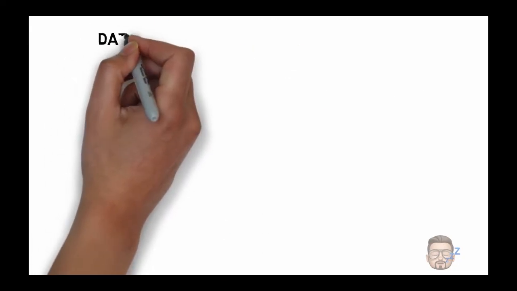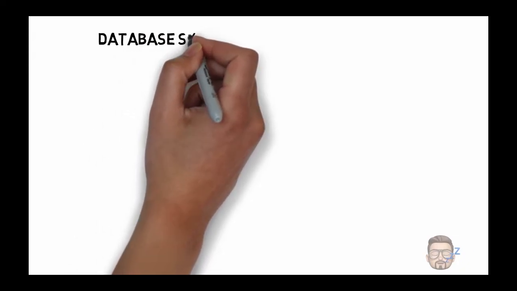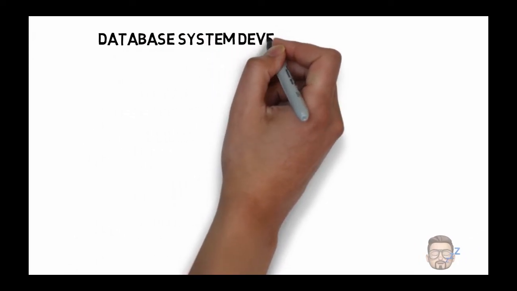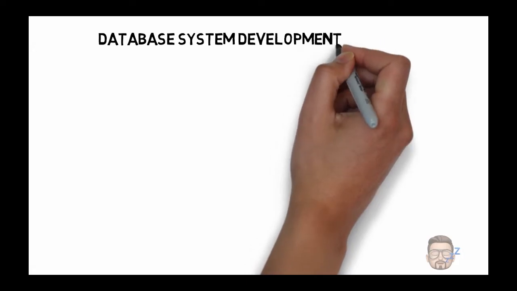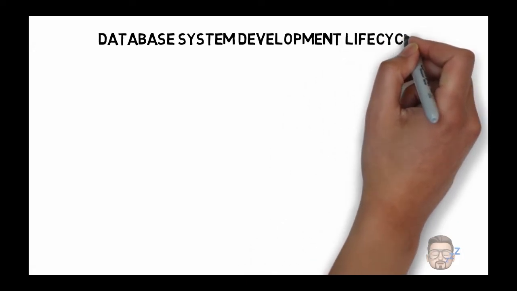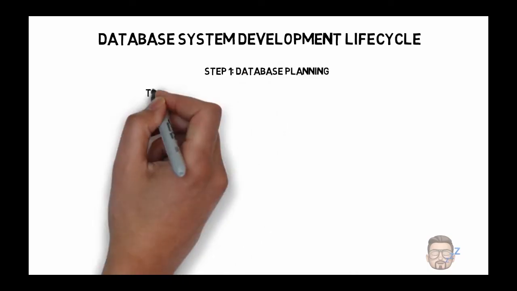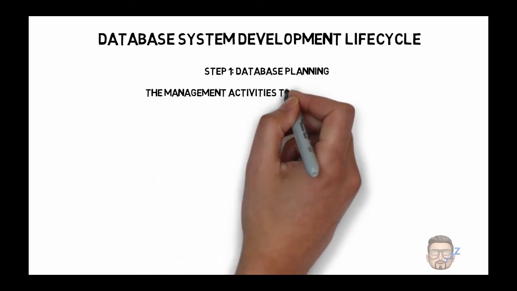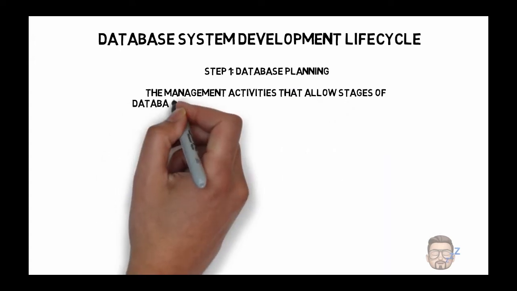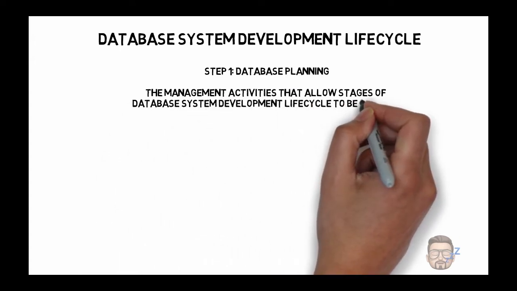There are 11 steps involved in database system development life cycle. The first one is database planning. It is the management activities that allow the stages of the database system development life cycle to be realized as efficiently and effectively as possible. There are 3 issues to be addressed here.